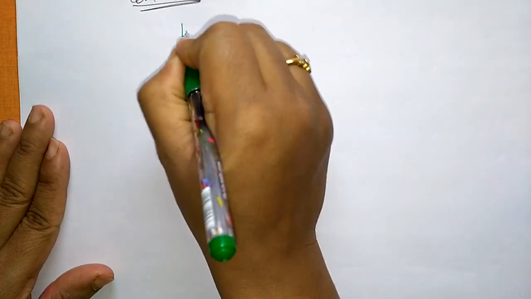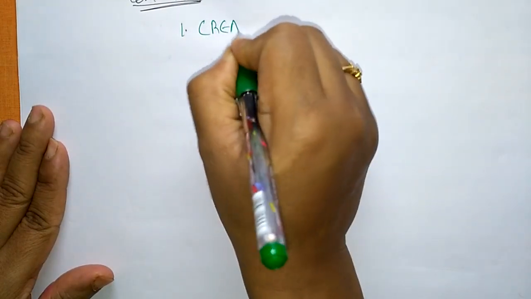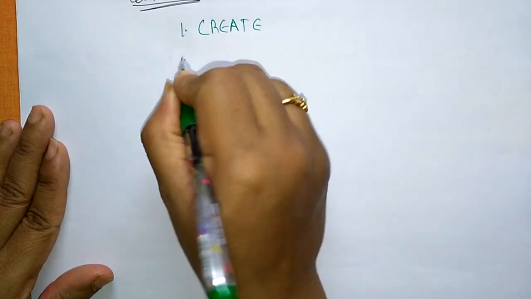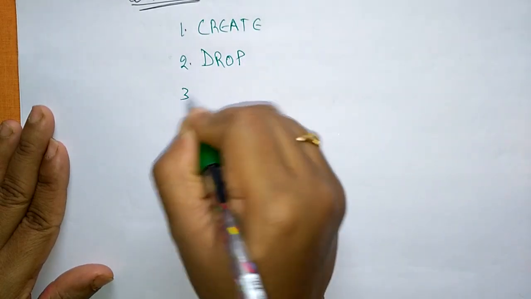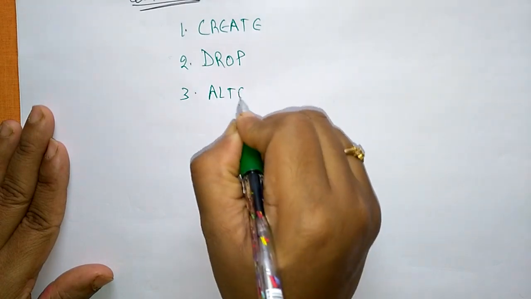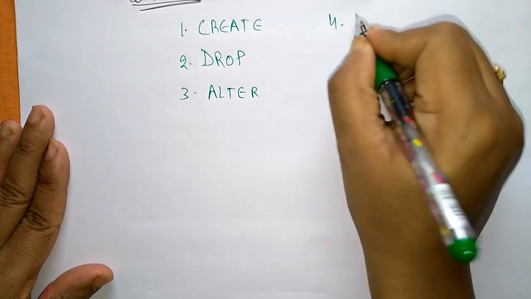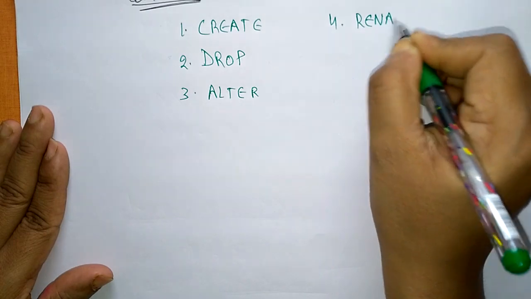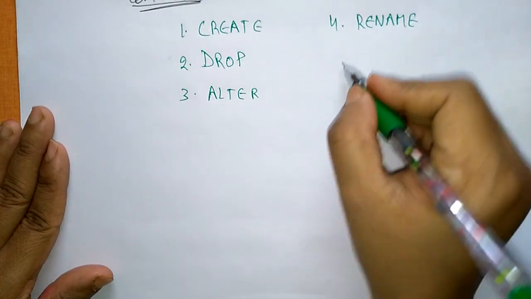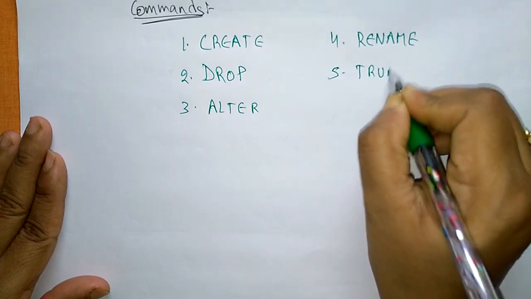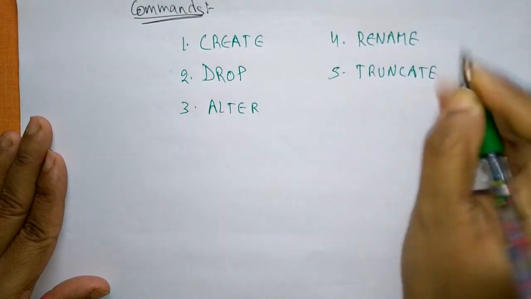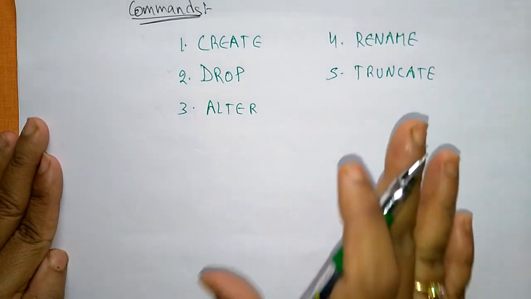Commands used in the data definition language. Those are, first one, create, second, drop, third, alter, fourth, rename, fifth, truncate. So these 5 commands, you call it as a data definition language.